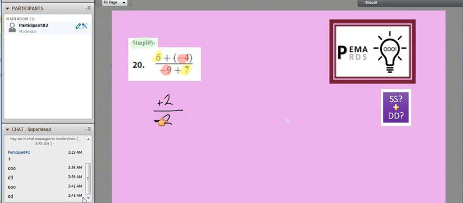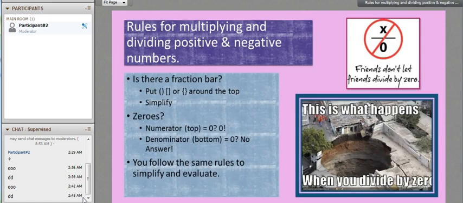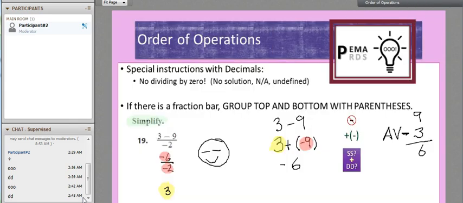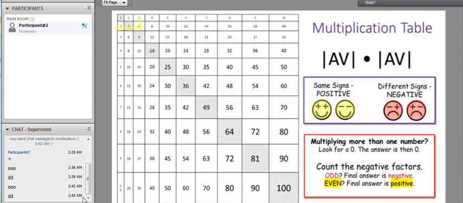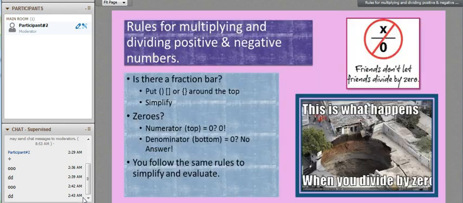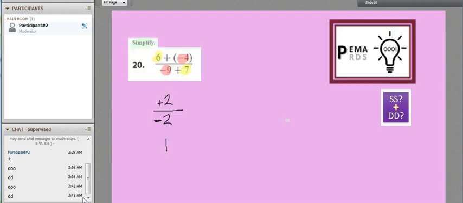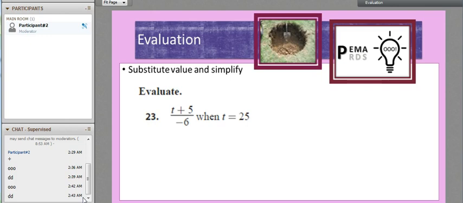What is 2 divided by 2? 1. What is the answer going to be? What's the sign? Remember, my dividing rules are the same as my multiplying rules. Oh, they're different signs. Positive divided by a negative is negative. There we go. That's how you do it.